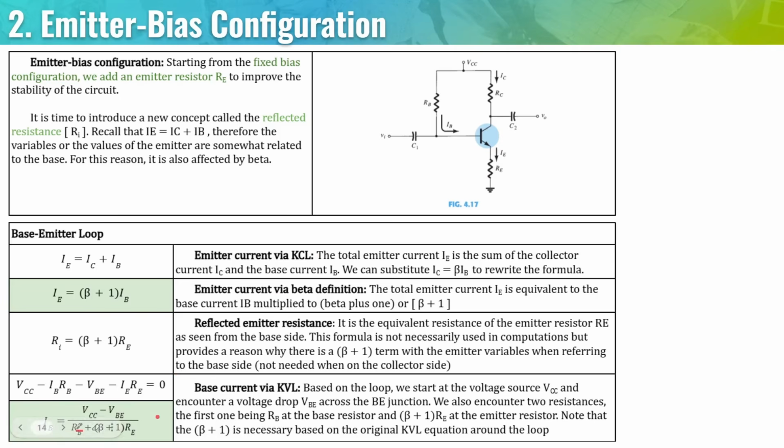Rearranging the parts of this formula, you can have IB is equal to VCC minus VBE all over RB plus beta plus 1 times RE. If you're having trouble remembering this, just know that you have the voltage source minus this voltage drop, and then you have a resistor and then another resistor. If the resistor is not directly connected to the base and you are solving for the base, you must add beta plus 1 beside it.